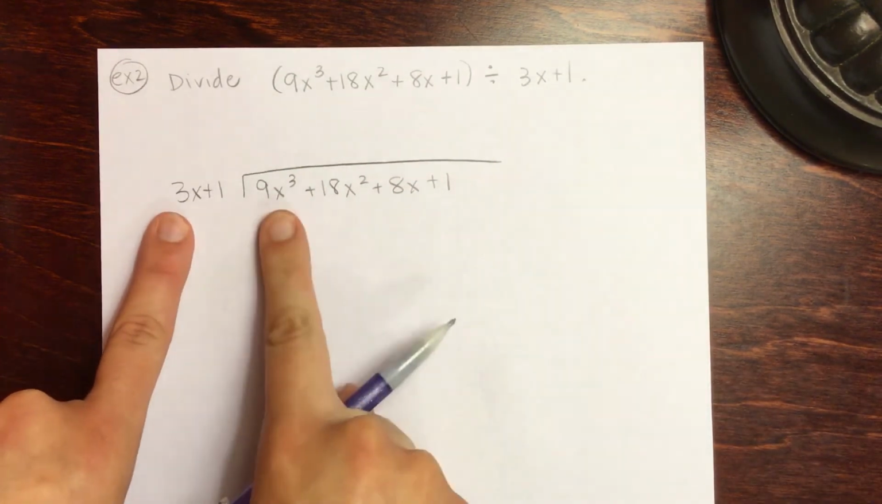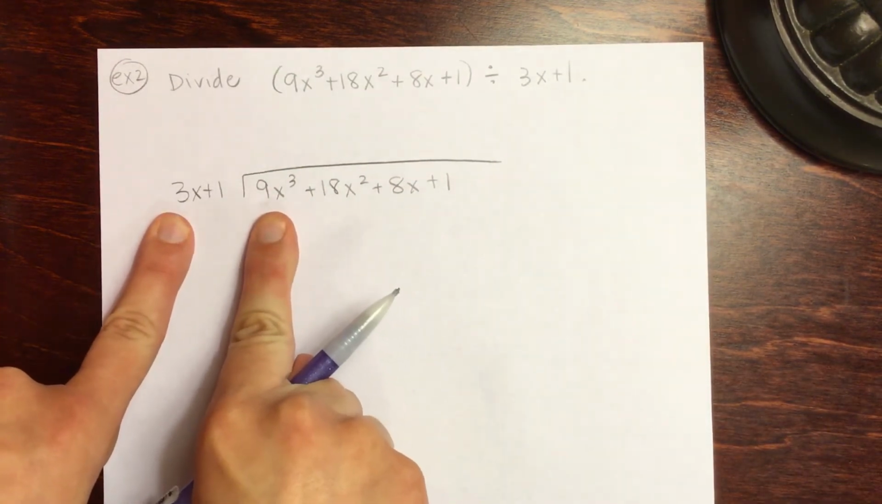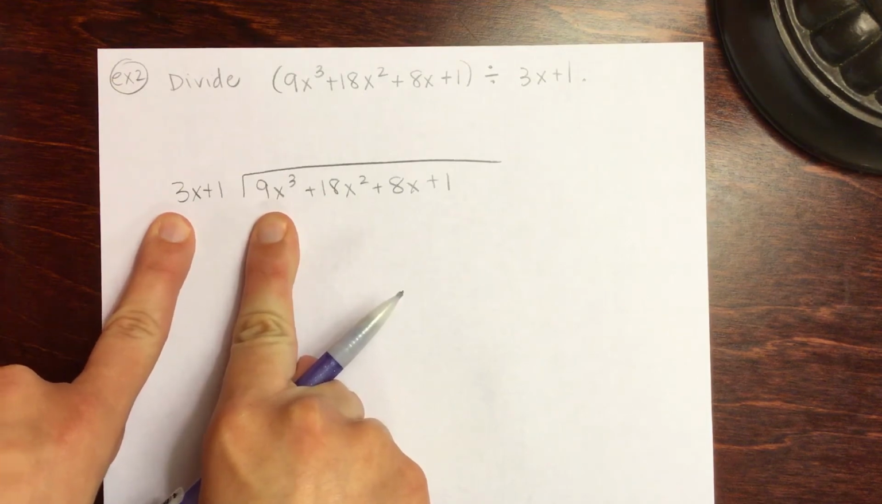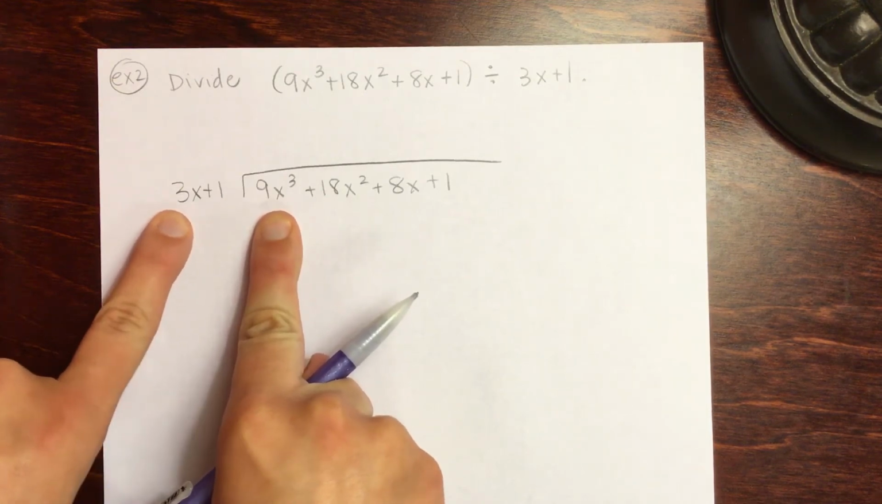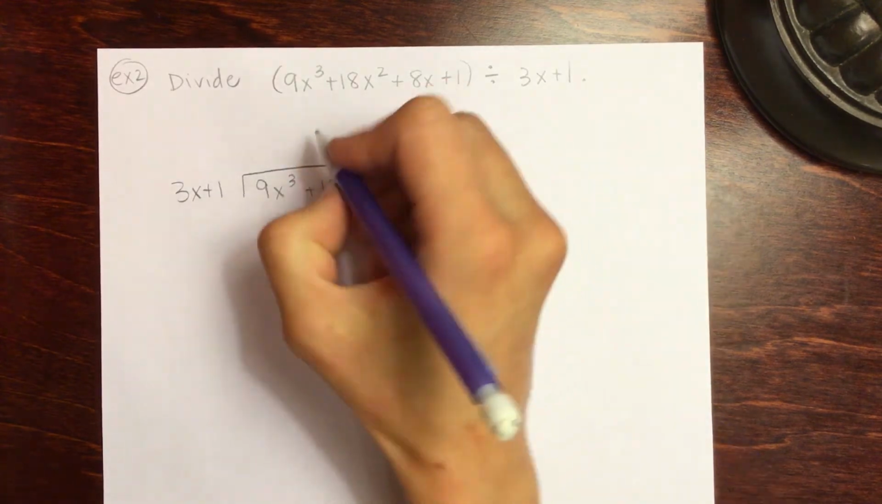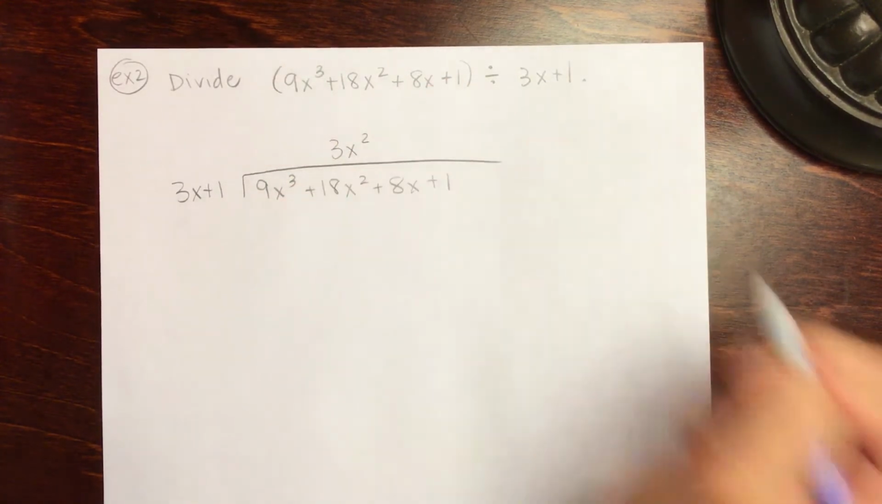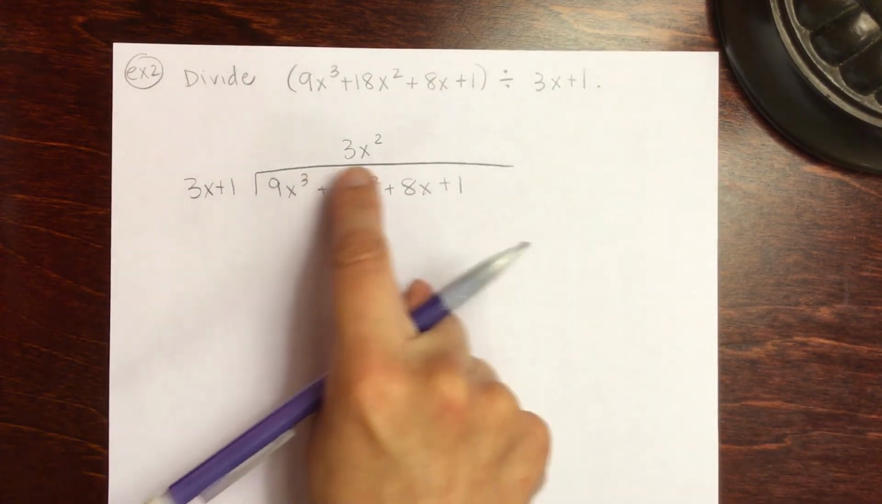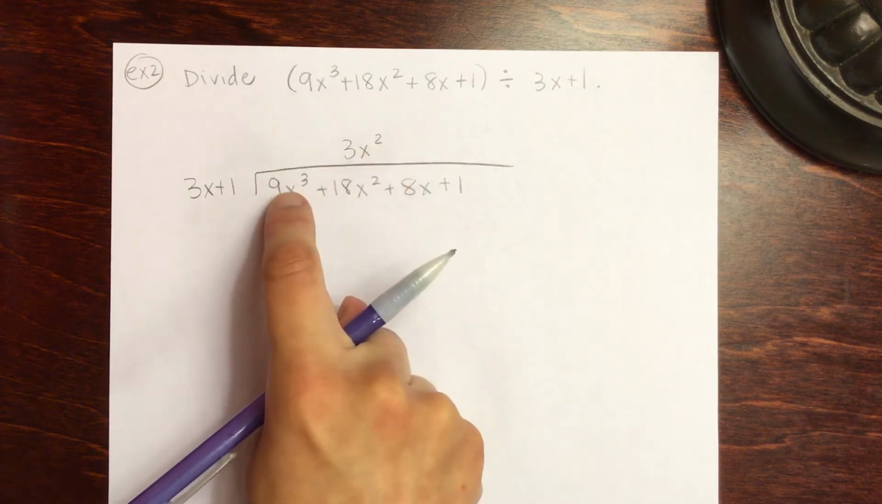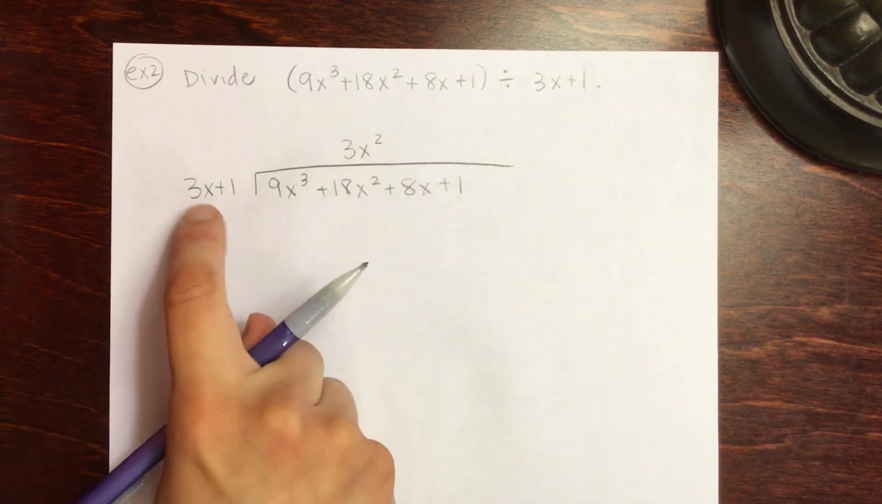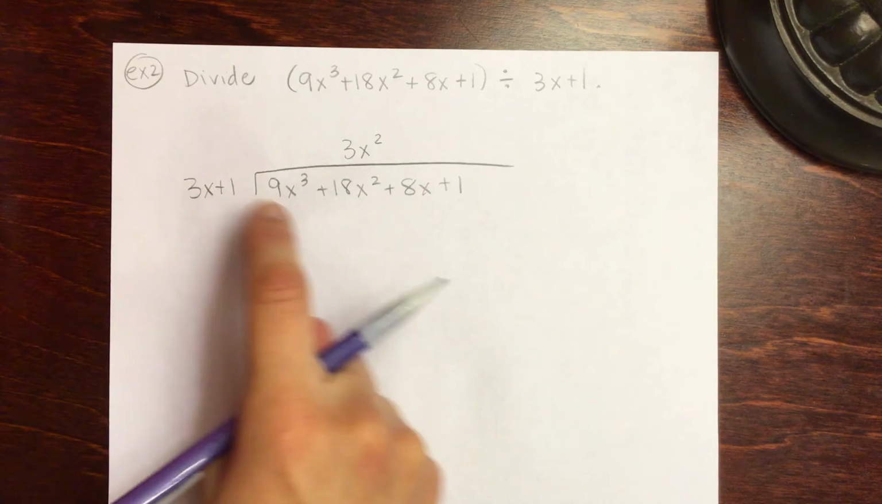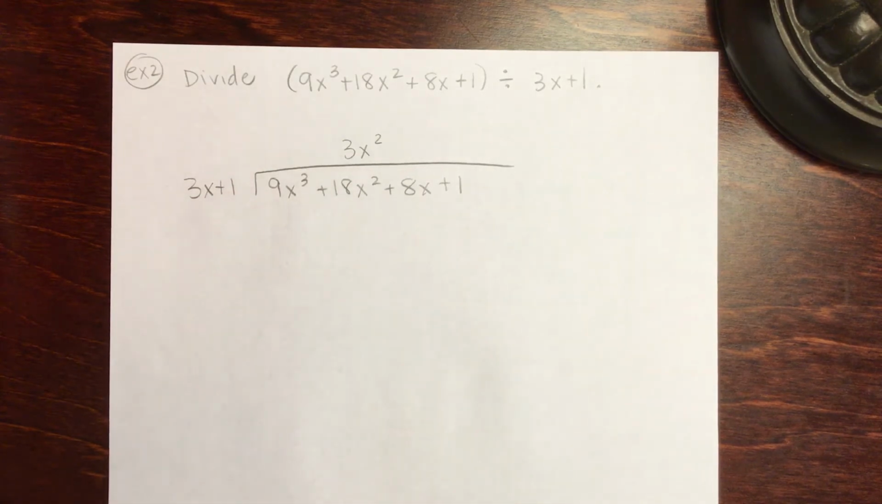Okay, 3x times what gives me 9x squared? 3 times 3 gives me 9, and x times x squared gives me x cubed. So that would be a 3x squared. Generally, it's going to be 1 degree less than what's under here, as long as this is to the first power. If it was squared, then it would probably be 2 degrees less.